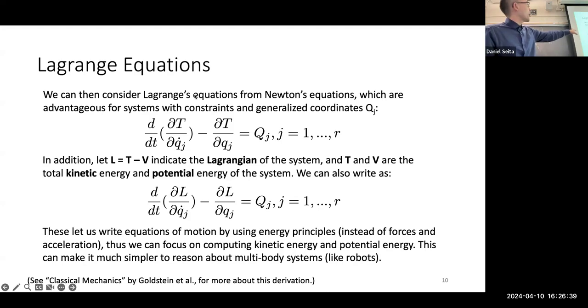So what I'm trying to show here are the Lagrange equations where T is the total kinetic energy of the system. V is the total potential energy of the system. Unfortunately, you'll sometimes see people use U for potential energy. So as long as you understand the context, it hopefully won't be too bad.